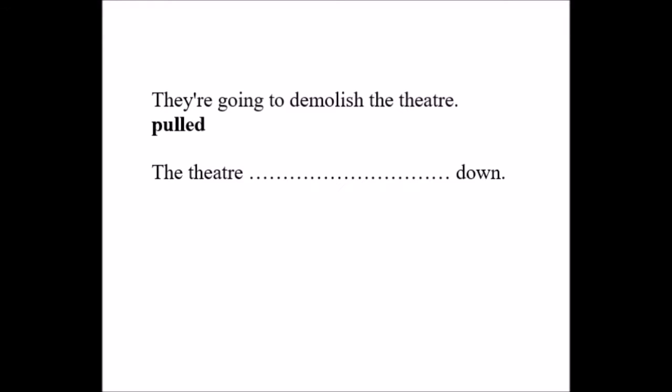So let's look at this one in detail. They're going to demolish the theatre down. Now there's another element to this that we'll cover in another video, which is phrasal verbs. So what you need to realize is that the phrasal verb pull down means the same as demolish, and so once we repeat the tense going to, then the answer we get to is the theatre is going to be pulled down.